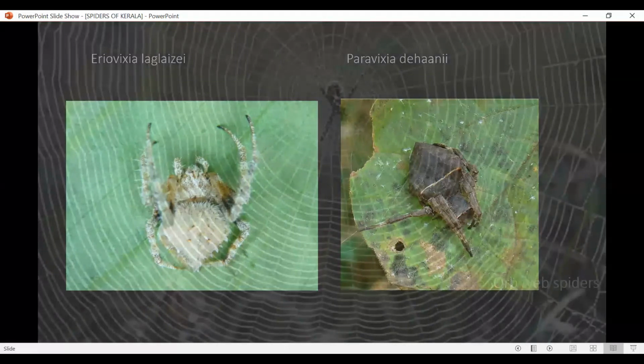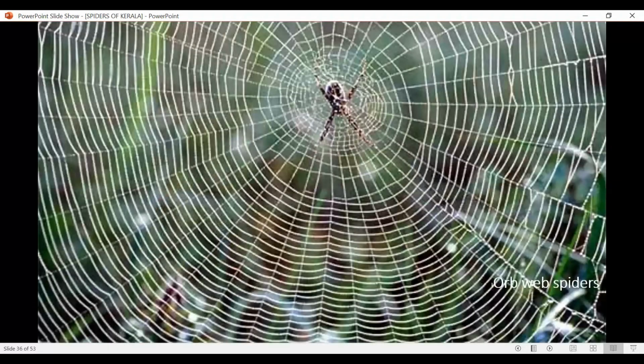Here you can see the web of an orb weaver or araneid. Araneids build a vertical orb web. The purpose of this web is that it can act as an air filter, so that it can easily trap weak flying insects during the night. There will be some sticky material also in the web. The other thing is that the webs are usually rebuilt every day.